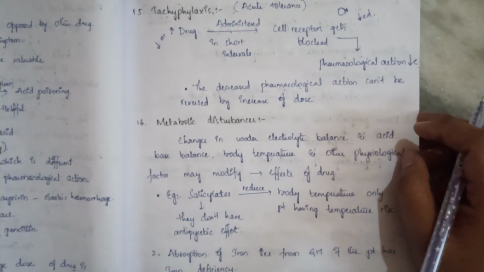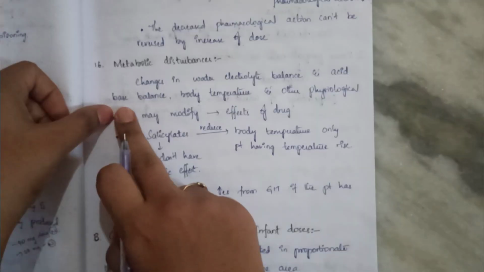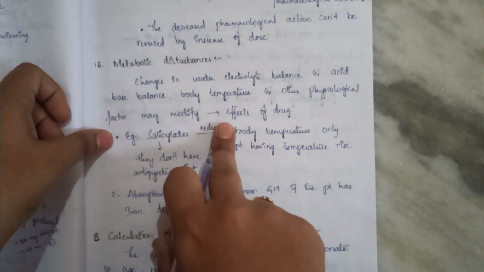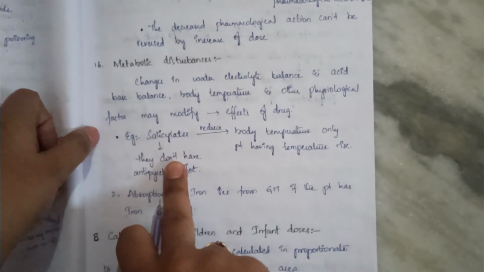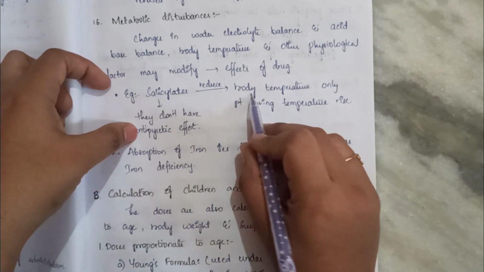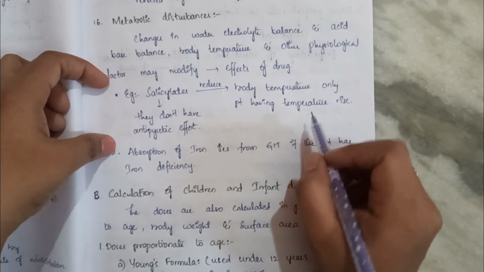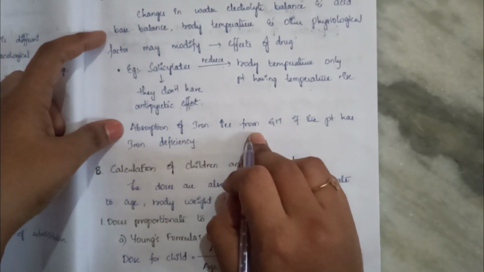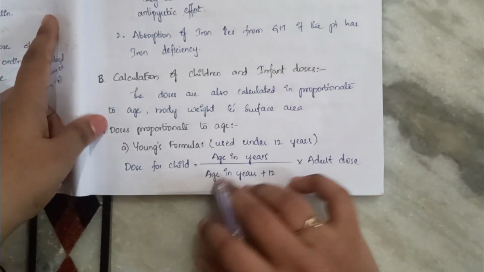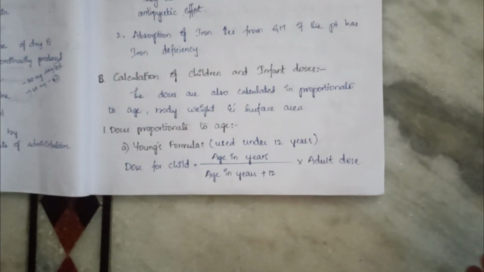Metabolic disturbances. What are metabolic disturbances? Changes in water, electrolyte balance and acid base balance, body temperature, and other physiological factors may modify the effects of a drug. For example, salicylates do not have an antipyretic effect, but they reduce body temperature only if a patient has high temperature. Then absorption of iron from the GIT increases if a patient has iron deficiency. These are the factors which influence dosage forms.